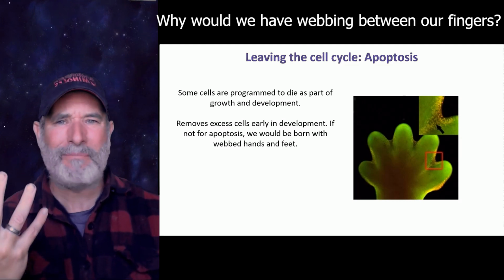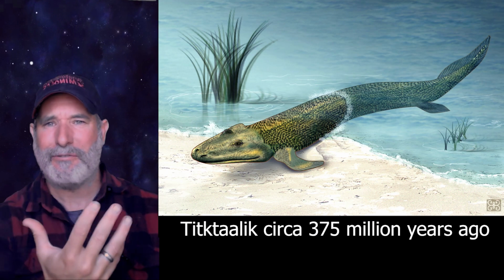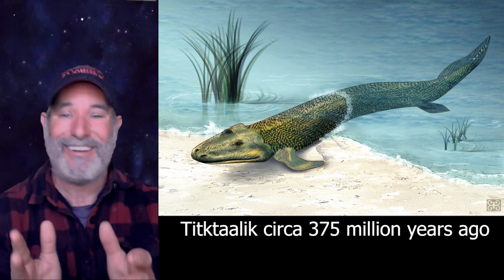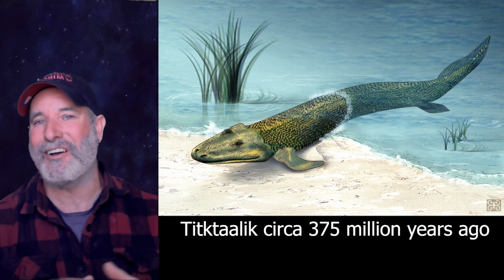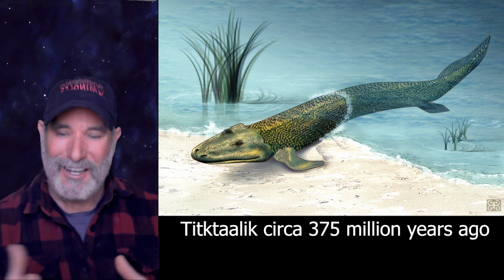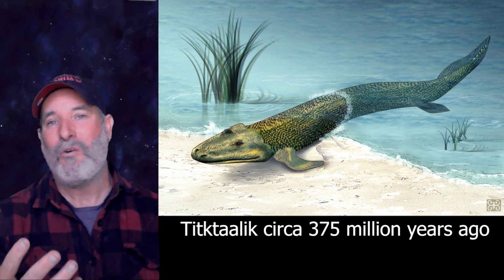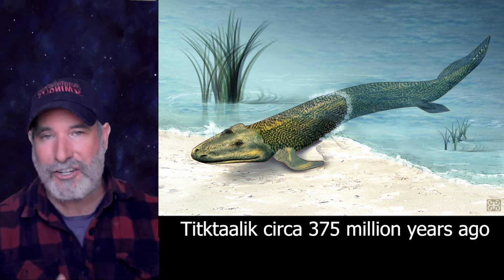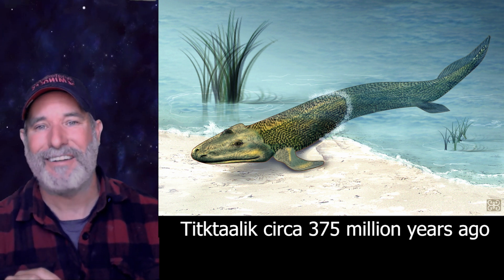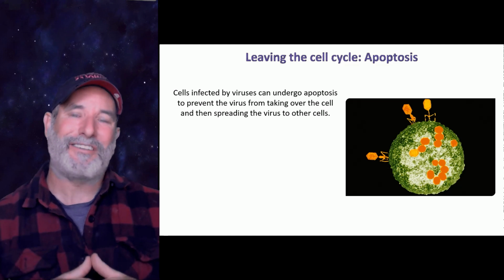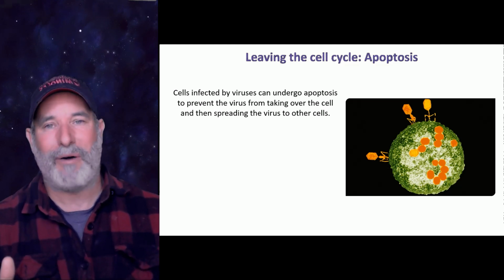Why would we have webbing between our fingers? Because we evolved from fish? No, I'm curious. I'm not kidding. We evolved from fish like 375 million years ago, called a lobed fin fish. So it kind of makes sense to me that we would have webbing between our fingers when you think that our limbs are actually modified fish fins. How cool is that?